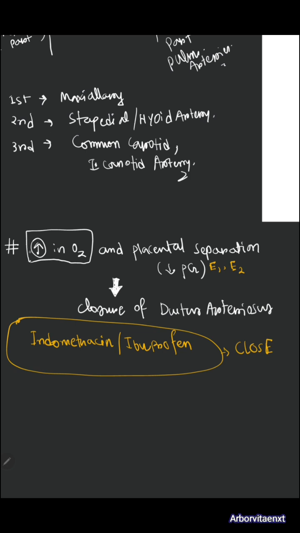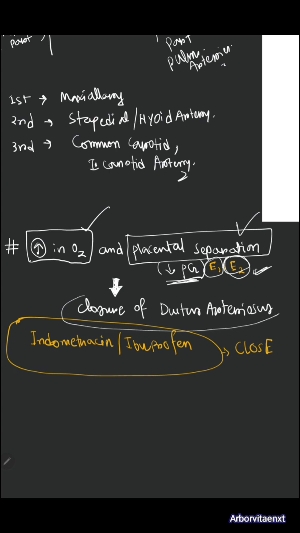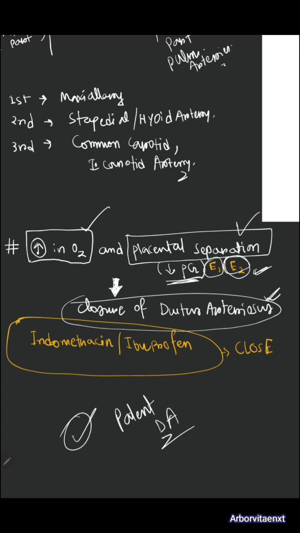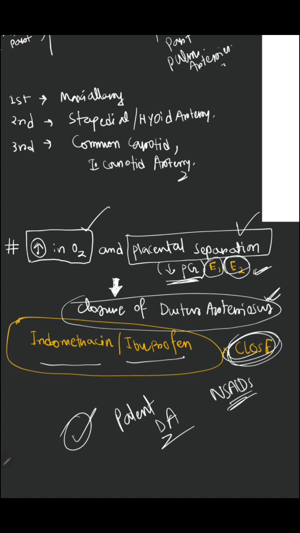What happens at birth is that respiration causes an increase in oxygen in the fetal circulation, and the placental separation decreases the prostaglandins, specifically E1 and E2. These two factors lead to closure of the ductus arteriosus. If by any means this process is impaired, there will be a patent ductus arteriosus, PDA. For this, we can use indomethacin and ibuprofen. They are NSAIDs, and we can use NSAIDs to close the ductus arteriosus.